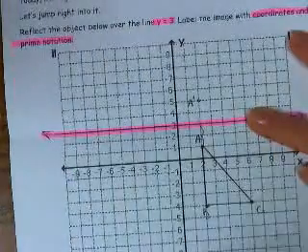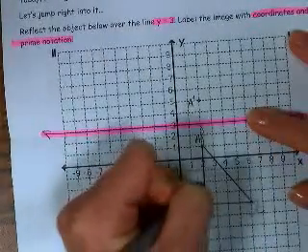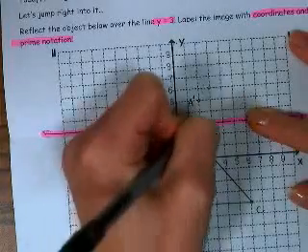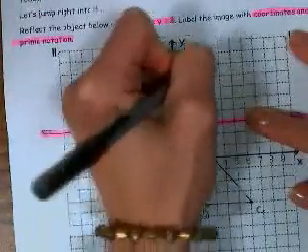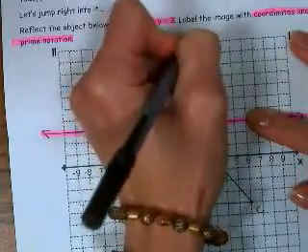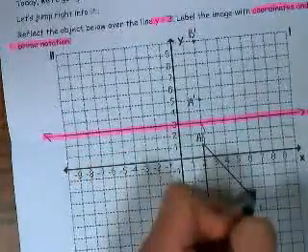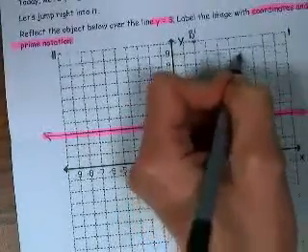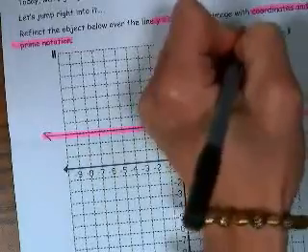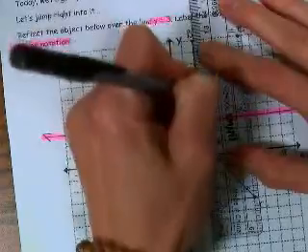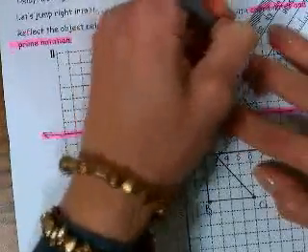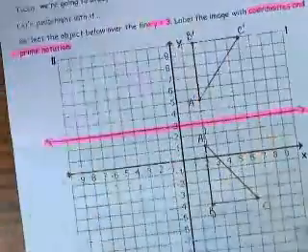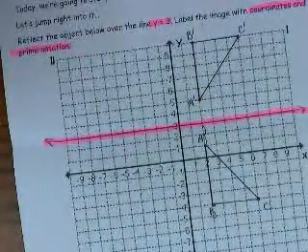A prime. Then B prime is 1, 2, 3, 4, 5, 6, 7, and that's my B prime. And C prime, 1, 2, 3, 4, 5, 6, 7. And that's my C prime. So drawing in my object, this is the object reflected over the line y equals 3.